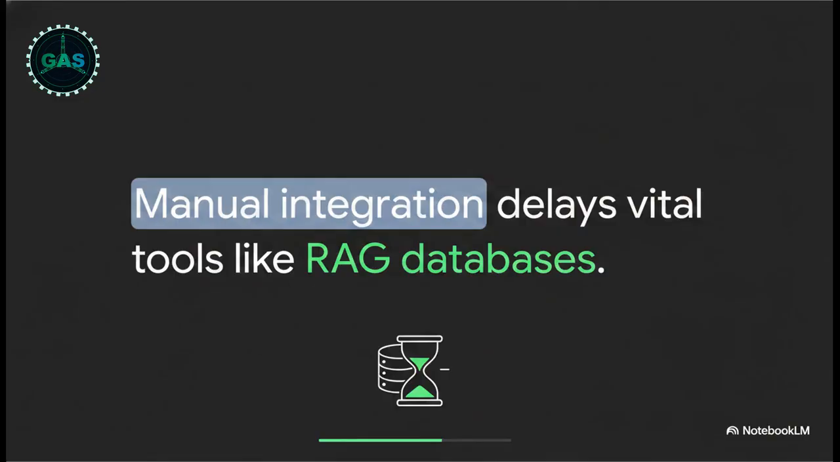That tedious configuration creates a massive bottleneck. It actively delays deploying high-value assets. Let's say you've built a brilliant retrieval augmented generation, or RAG, database full of business insights. Connecting that knowledge base to a simple client onboarding form used to mean days of manual mapping just to ensure the data routed correctly. That is lost operational time you can't get back.